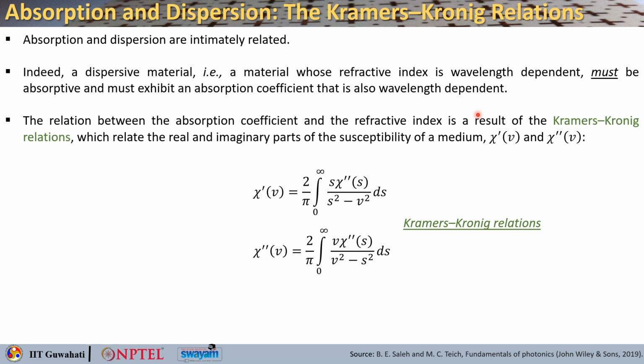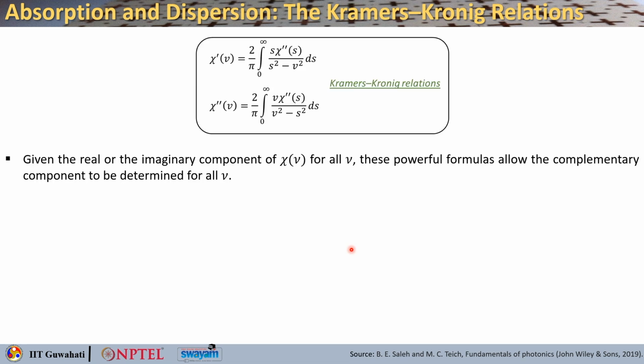The relation between the absorption coefficient and the refractive index is a result of the Kramers-Kronig relations, which relate the real and the imaginary parts of the susceptibility of the medium. So, you can write chi prime of nu and chi double prime of nu, that is, the frequency dependence, and this is how you can write it. That is the Kramers-Kronig relationship. So, this is how you can correlate the real and the imaginary parts of the susceptibility of the medium, right.